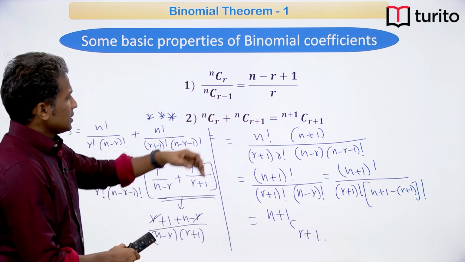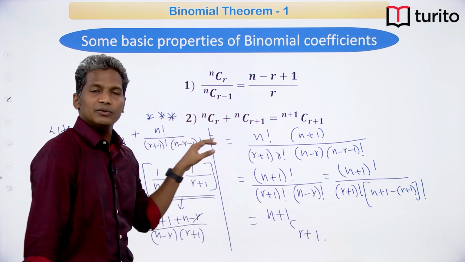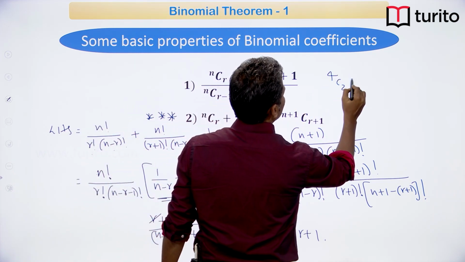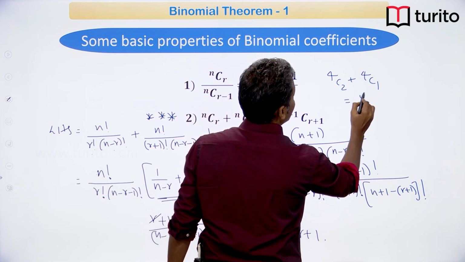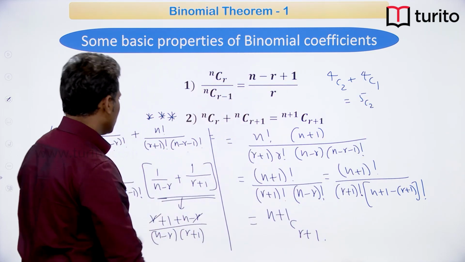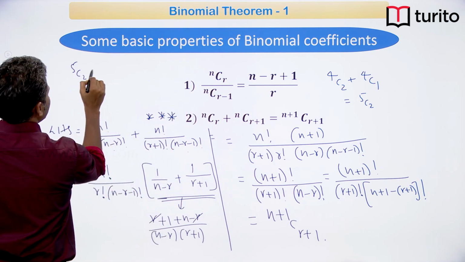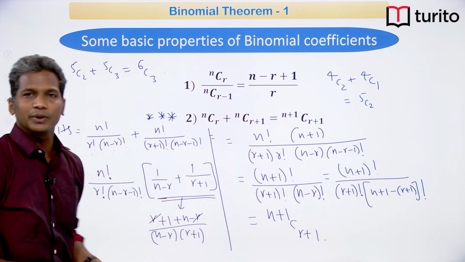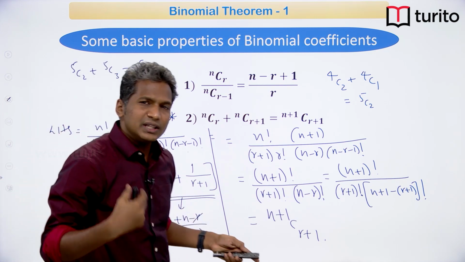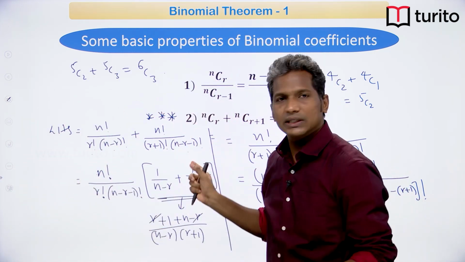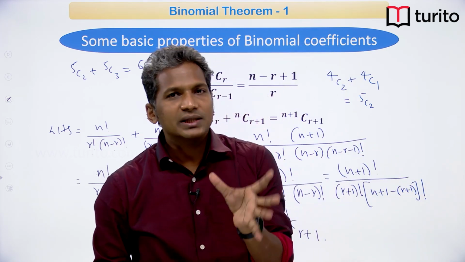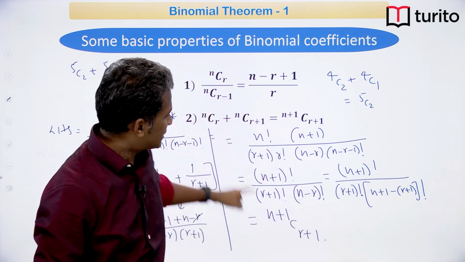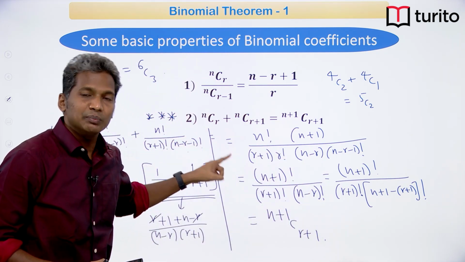Okay. So here if you observe clearly, we can say that, let us say, 4c2 plus 4c1 can be written as 5c2, or in other words, let us take another example, 5c2 plus 5c3 can be written as 6c3. Okay. So this is basically the property. Now, have we not seen this property earlier? Of course, we have seen this in Pascal's triangle. In Pascal's triangle, the property based on which we built the triangle is basically this property. That is what makes it a very important property.